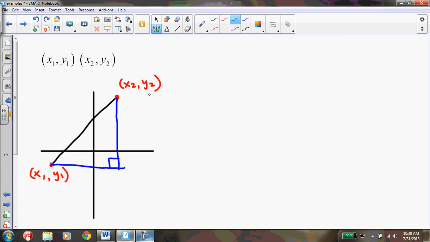The length of this vertical segment is just the difference of the y values. So y2 minus y1, whatever those measurements may be. And then the horizontal leg is just the difference between the x values, x2 minus x1.